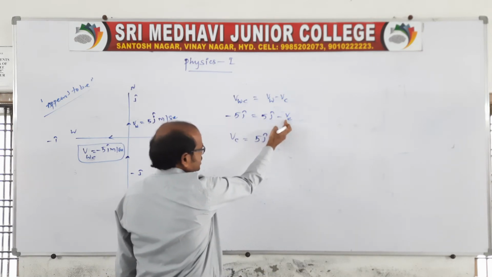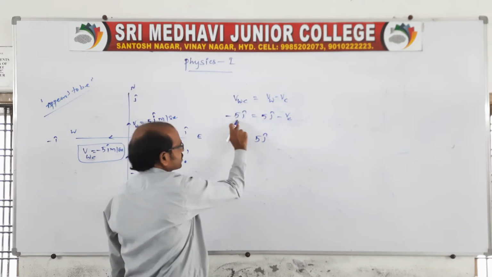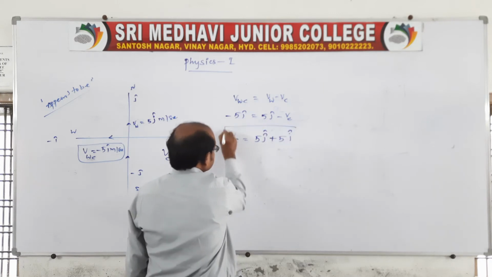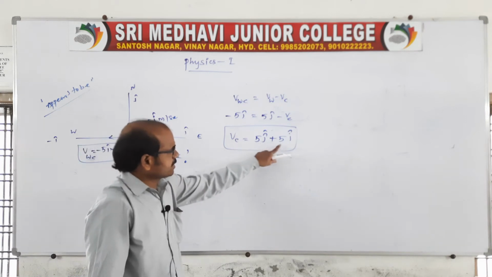This you take because it is minus. If you take this side, then it becomes plus. Here the minus is there, so you take this side. See, this is the actual velocity of the cyclist, and here you remember both will be plus.